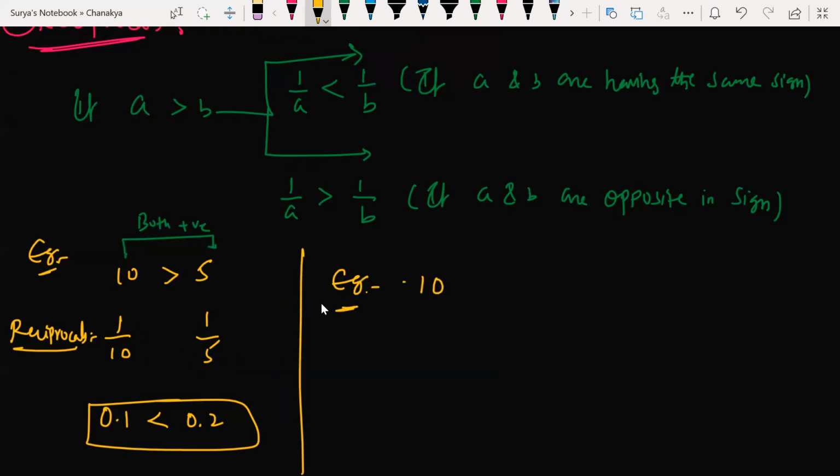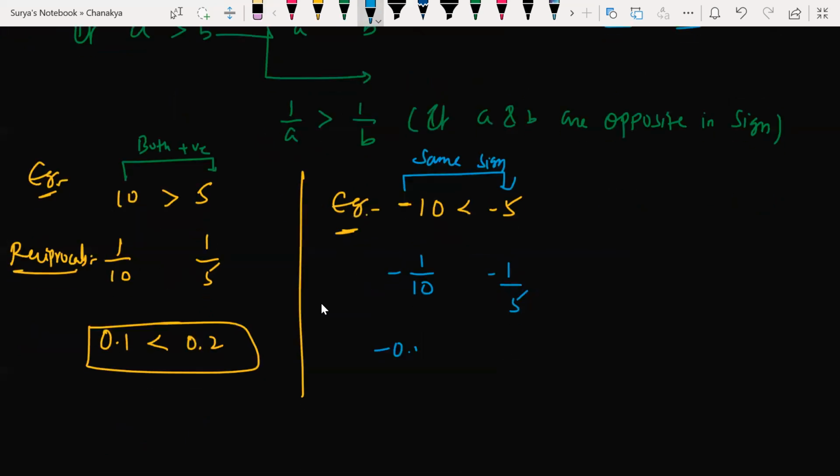Let's take -10 less than -5. What did I tell you? The inequality always changes. Greater than becomes less than. When A and B have the same sign, it could be ++ or --, it always changes. Here we have the same sign again. So -1/10 and -1/5. -1/10 is -0.1, and -1/5 is -0.2. Which is greater now? -0.1 is greater. The inequality changed here. When you have the same sign, the inequality is always going to change.